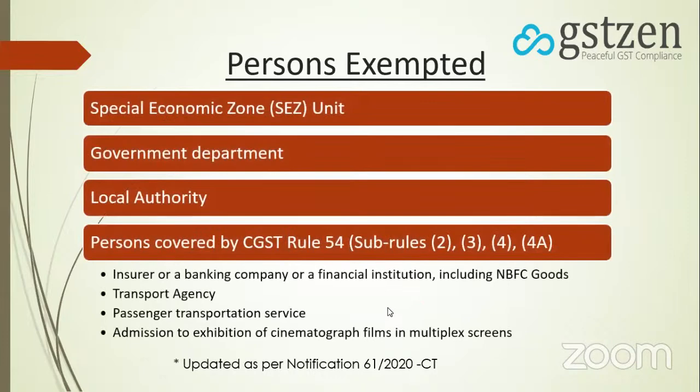So for whom is e-invoicing applicable? We have seen that e-invoicing is applicable for taxpayers whose turnover exceeds 5 crore. And then there are some people who are exempted from e-invoicing. Those include SEZ units, any government department, a local authority, or persons covered by CGST Rule 54, which includes an insurer or a banking company or a financial institution, including NBFC, goods transport agency, passenger transportation service, and exhibition of cinematograph films in multiplex screens. Besides these people, everybody is eligible for e-invoicing, provided they have crossed the threshold notified through various central tax notifications, the recent one being for 5 crores. The persons exempted have been updated as per notification 61/2020.